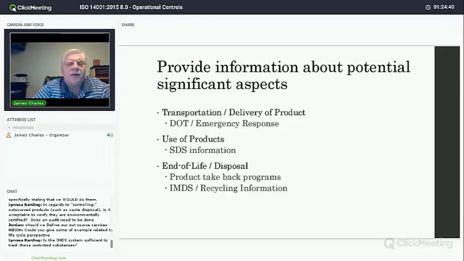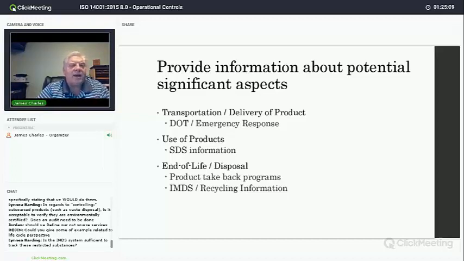And then the last element of the life cycle says we're going to provide information about significant aspects relative to the transportation of our product, the use of our product, and the end of life of our product. Now, most of us are not manufacturing trimethyl death. We're probably actually producing things that are fairly inert. And this particular requirement may not fully apply to us.